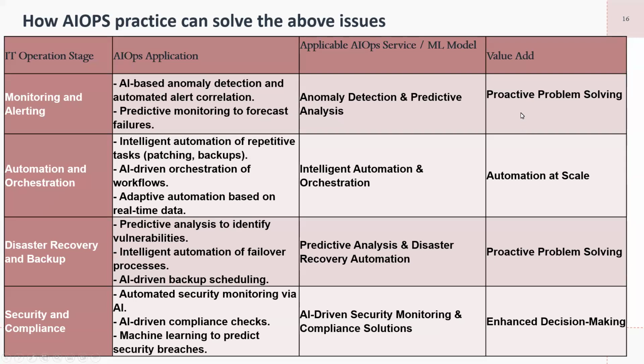Value added here is proactive problem solving. Automation and orchestration: intelligent automation of repetitive tasks, AI-driven orchestration of workflows, adaptive automation based on real-time data. Intelligent automation and orchestration, those are the AIOps services or ML models that are applicable. And then value added here is automation at scale.